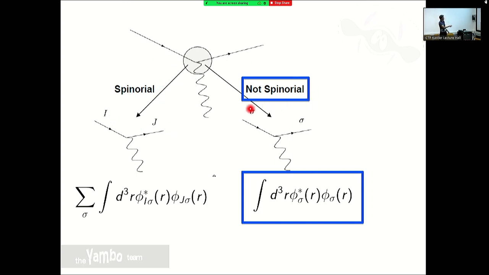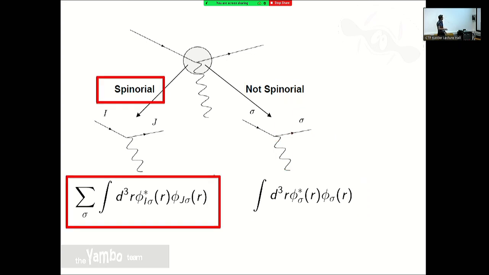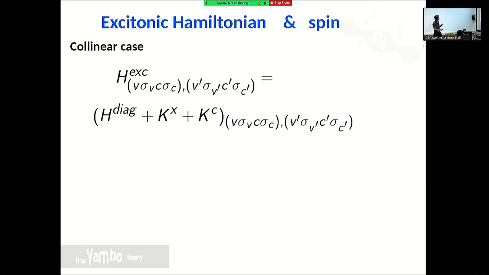The representation differs: in the non-spinorial case, I can explicitly put a spin index, and I know that, for example, the interaction is conserving the spin. So I need to have the same spin on the left and on the right. While instead in the spinorial case, the spin index enters in the integration of this vertex, so I have a sum over the spin index, and I cannot say much anymore on the spin of the I state or on the J state. So why is this important?